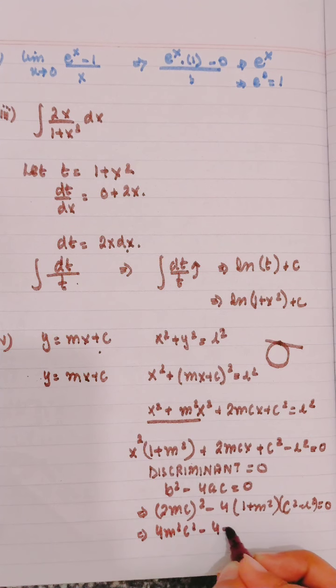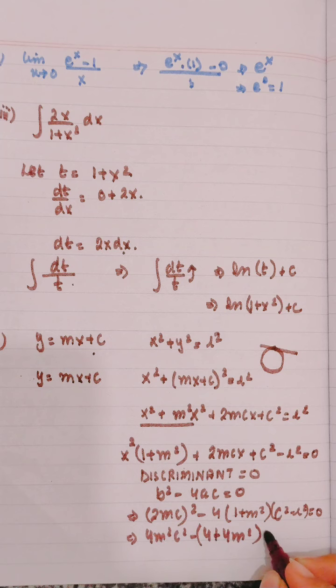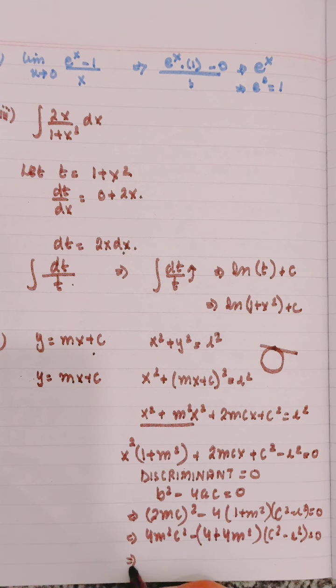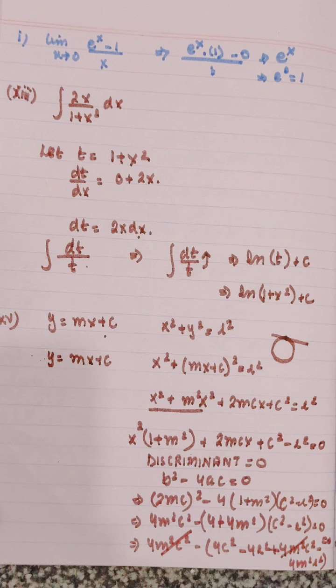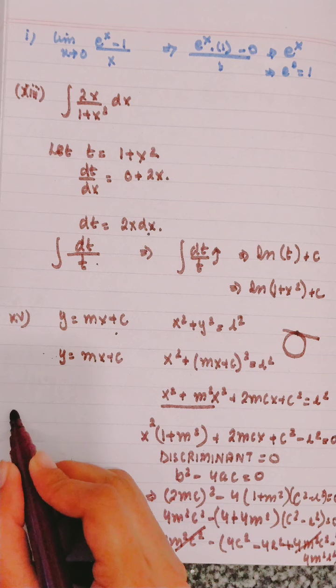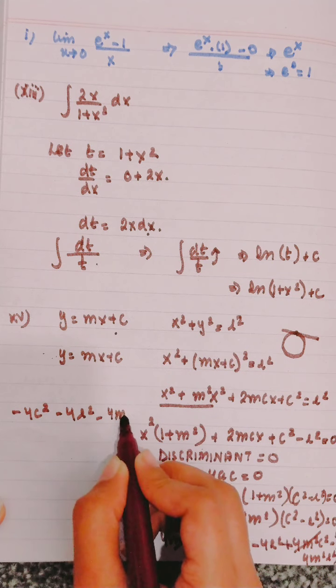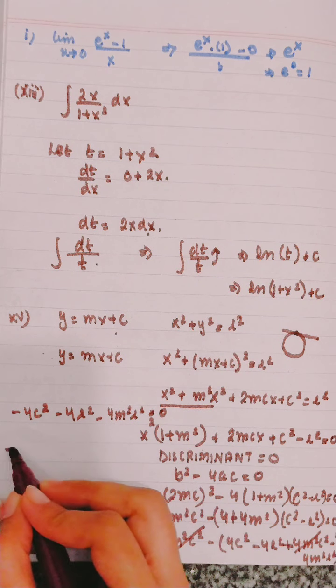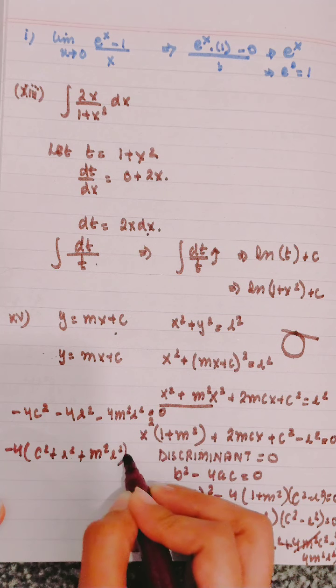4m square c square minus 4 times bracket c square minus r square, equals 0. That is 4m square c square minus 4c square minus 4r square plus 4m square c square minus 4m square r square equals 0. Okay, so the 4m square c square terms cancel out, and the remaining terms, opening the bracket, are minus 4c square minus 4r square minus 4m square r square. Minus 4 common, c square minus r square, sorry, c square plus r square plus m square r square equals 0.